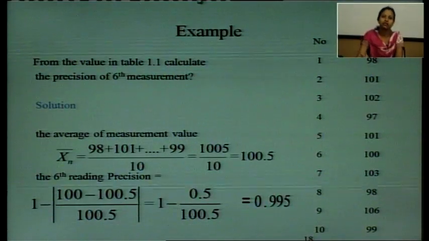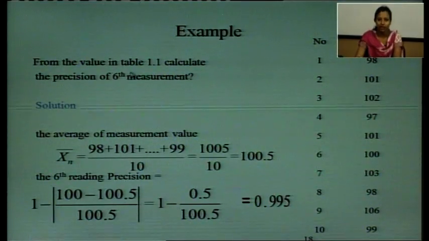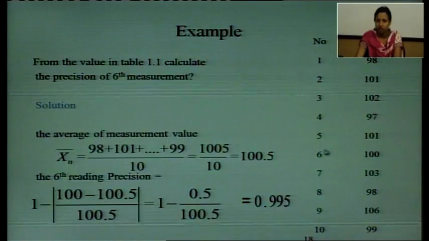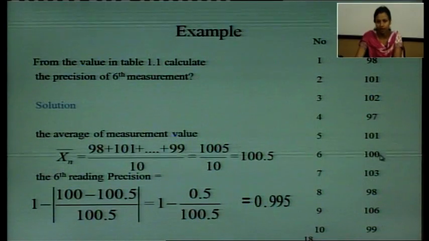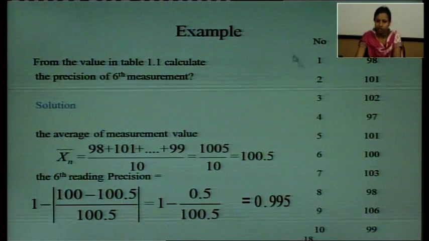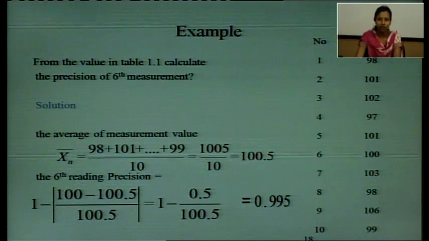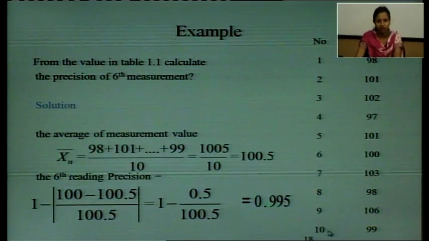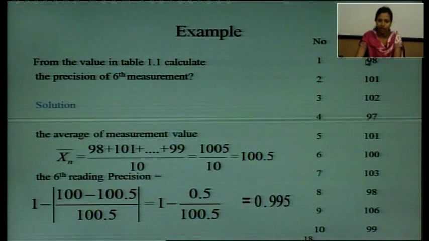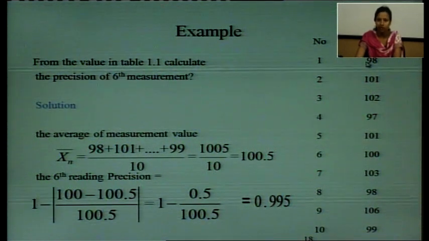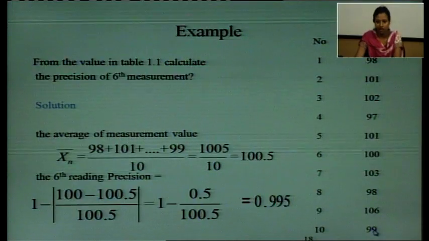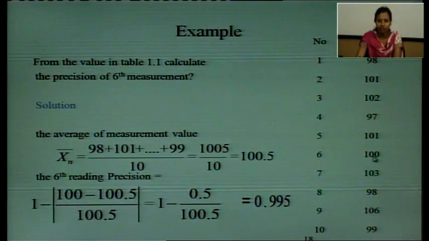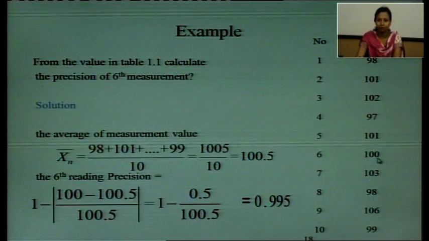So the next example is from the values in table 1.1. Here, calculate the precision of the 6th measurement. The 6th measurement is 100. This is one experiment. We are making a number of measurements of the value of xn. Here we are making 10 measurements of the same physical quantity, and the values we got from the different measurements are given in this table. So we need to calculate the precision in the 6th measurement.